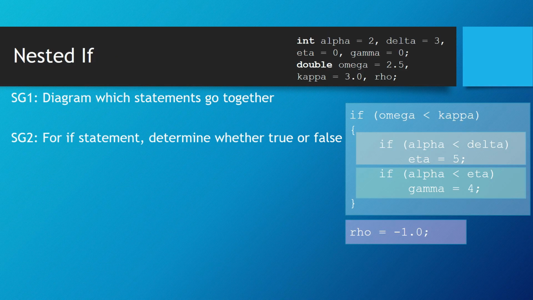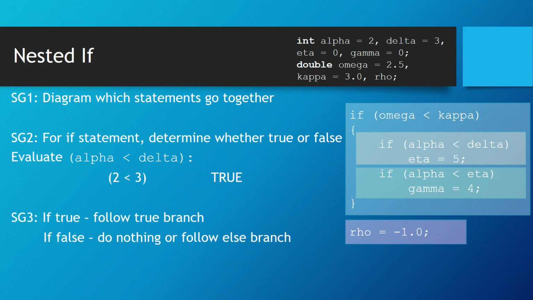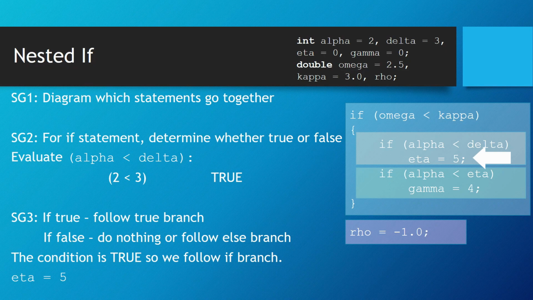We first look at the nested if statement of if alpha is less than delta. Alpha is assigned the value 2. Delta is assigned the value 3. 2 is less than 3, so again the statement is true. So we again follow the if branch, and eta is assigned the value 5.